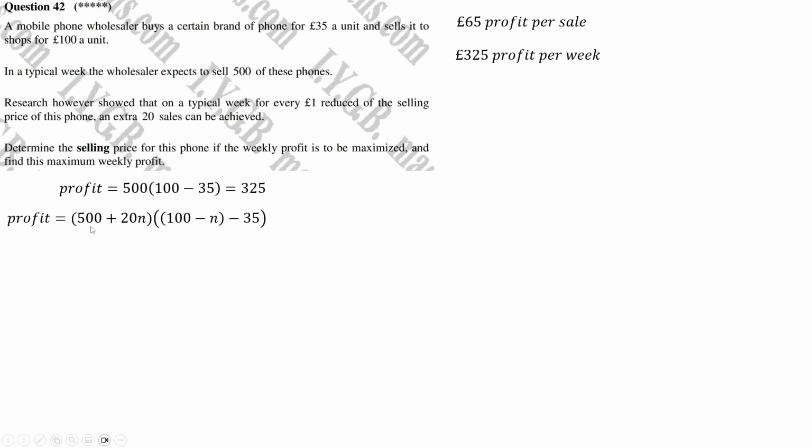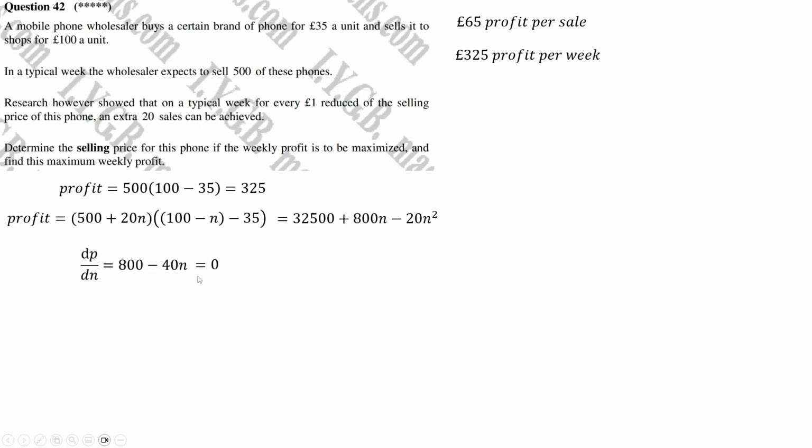You can expand this. You'll get 100 minus 35, so that's 65 minus n, and then 500 plus 20n multiplied by that. You'll get this: 32,500 plus 800n minus 20n squared. And we want to get the maximum weekly profit. So we want to differentiate this because this is an upside down parabola, so there's a stationary point at the top where the value of n maximizes the profit. So we'll differentiate this. The constant goes away, so this becomes plus 800 minus 40n.